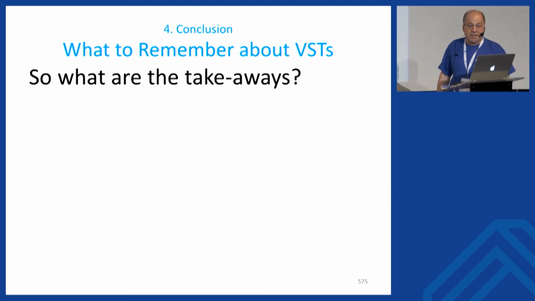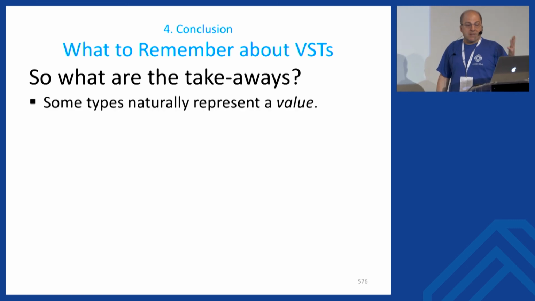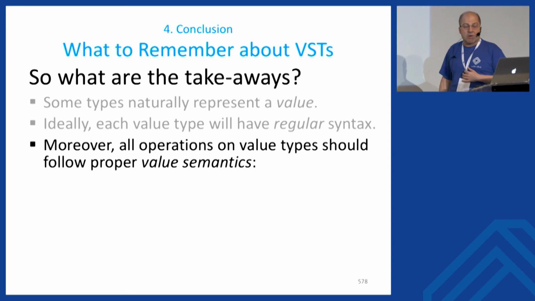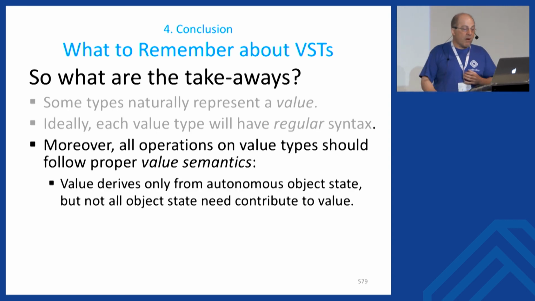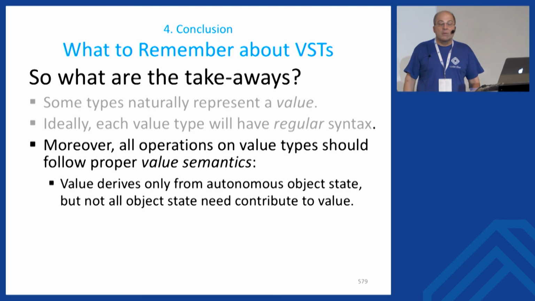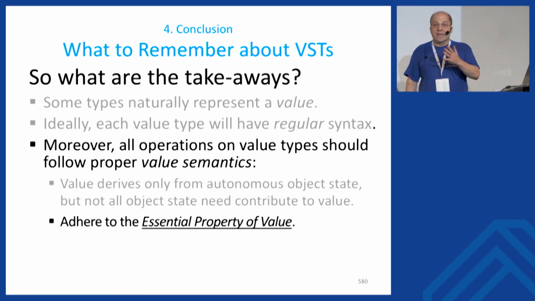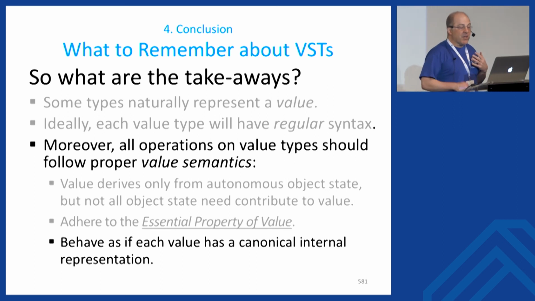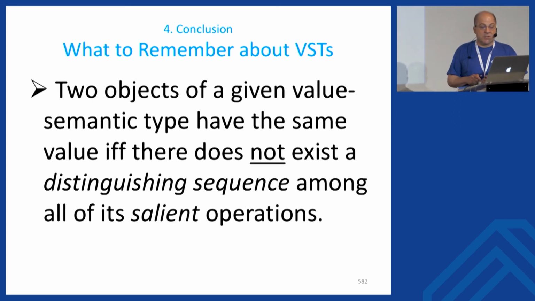So the conclusion is, takeaways. Some types naturally represent a value. Ideally, each type will have regular syntax. Moreover, all operations of value should follow proper value semantics. Values derived only from their own state. We want to adhere to the essential property of value. We want each object to behave as if it has a canonical internal representation.